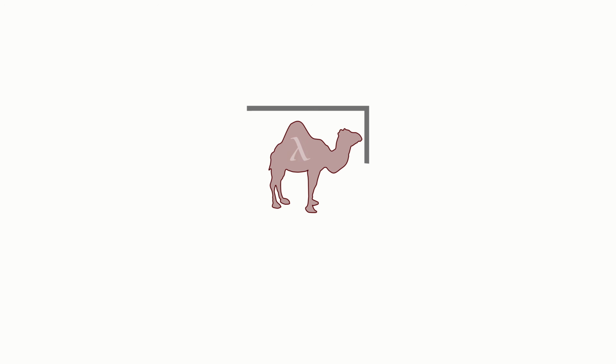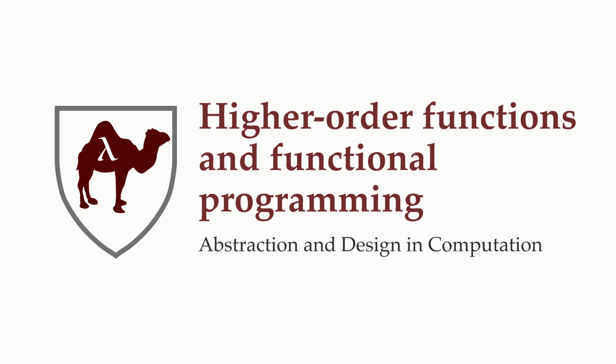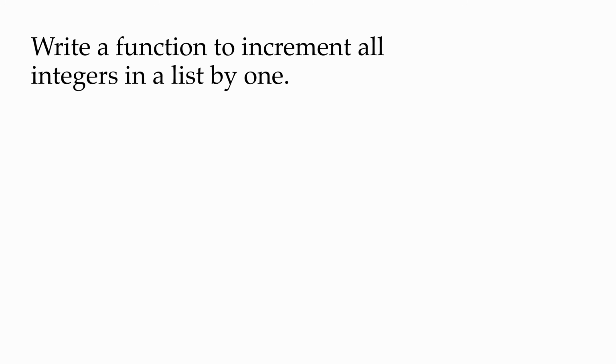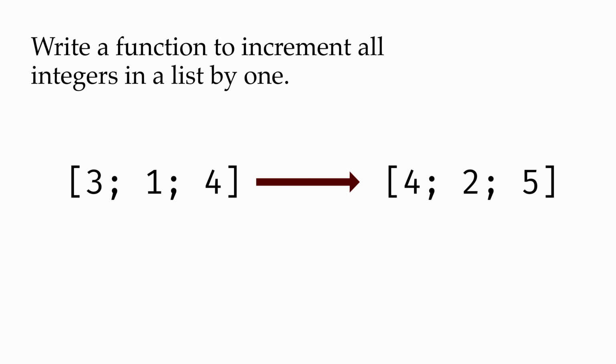We've now seen how we can write functions in OCaml that work with structured data. As we dive deeper now into the power of functional programming, let's start with some examples. Let's say we wanted a function that would increment all of the values in a list by 1. For example, if the input list was 3, 1, 4, then we would want the function to return the list 4, 2, 5, the same list, but with each element increased by 1.